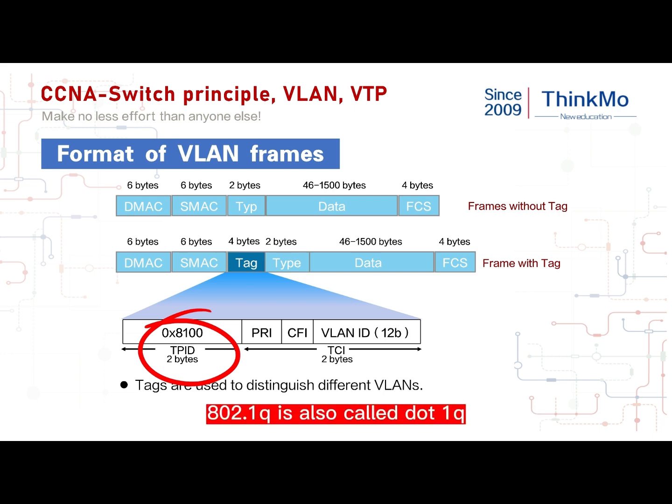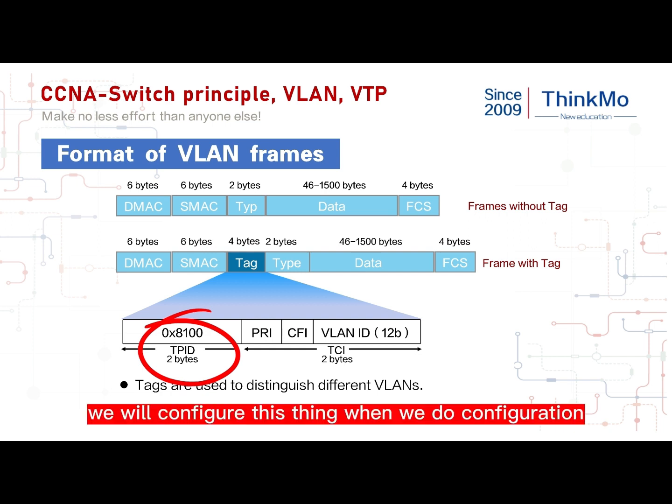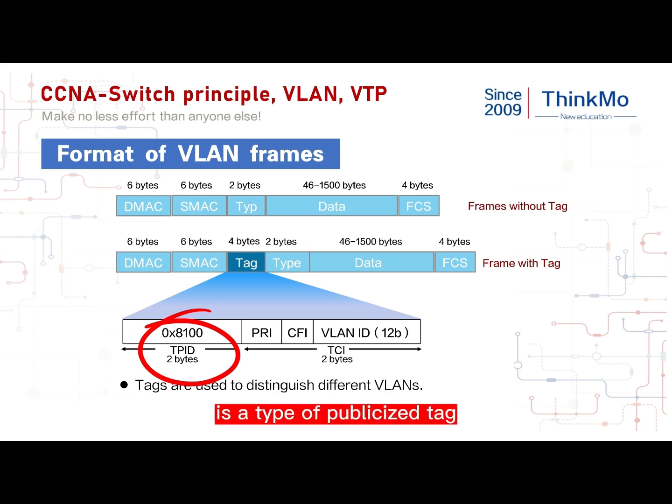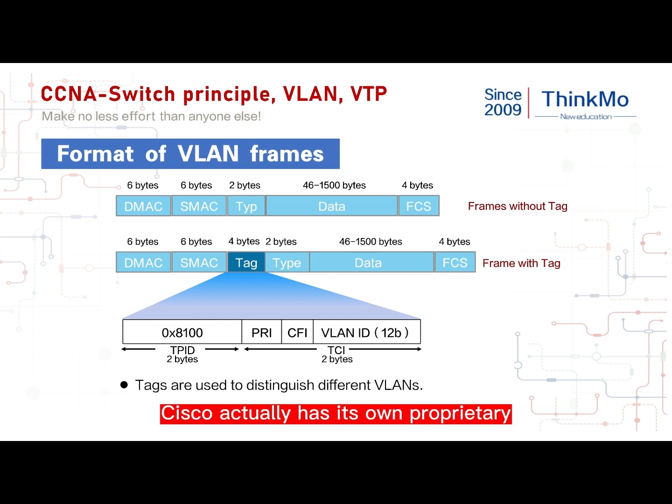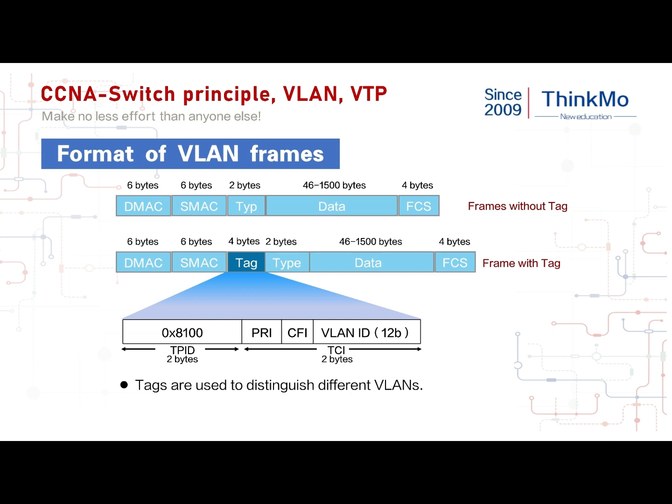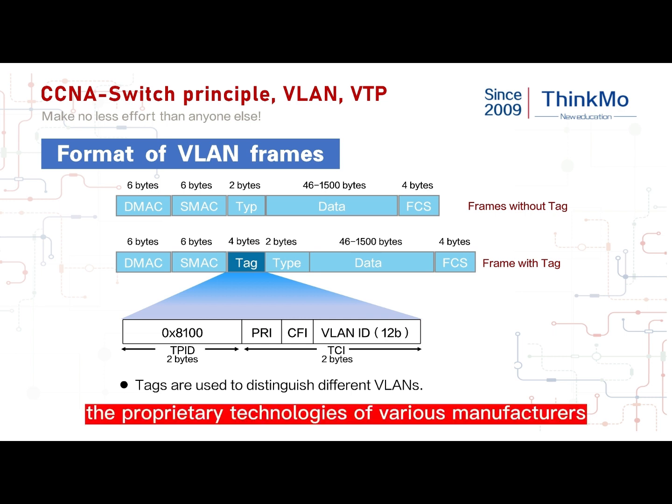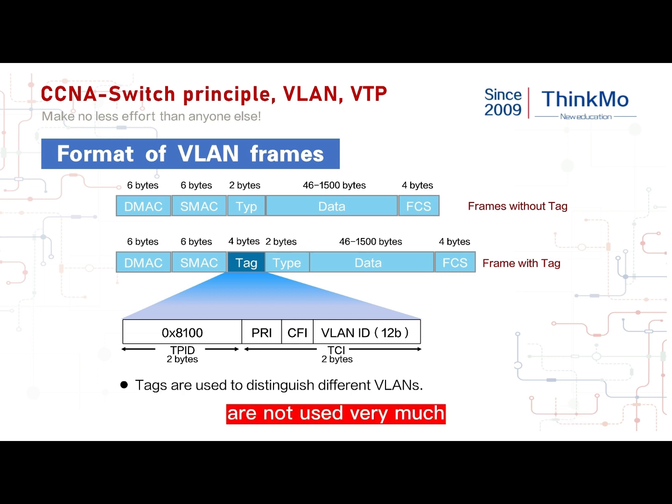802.1Q is also called dot1q. We will configure this thing when we do configuration today. It is a data encapsulation standard. It is a type of public tag. Cisco actually has its own proprietary one, called ISL. But we hardly use this now. In fact, the proprietary technologies of various manufacturers are not used very much. We are now using the public one. So it identifies what kind of tag type we use.